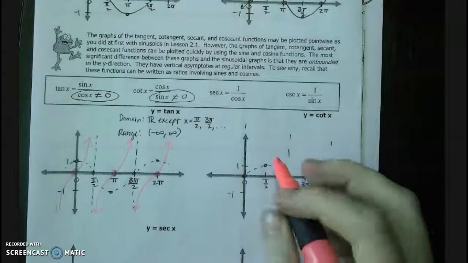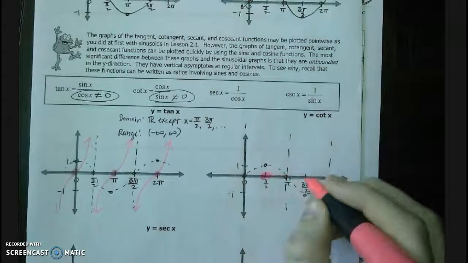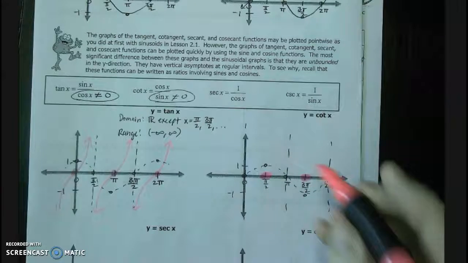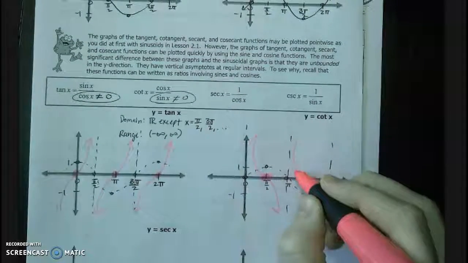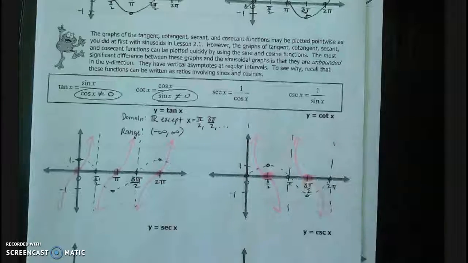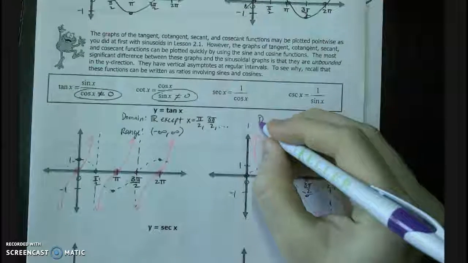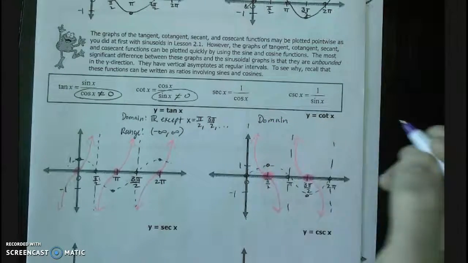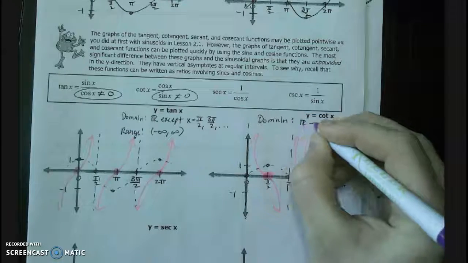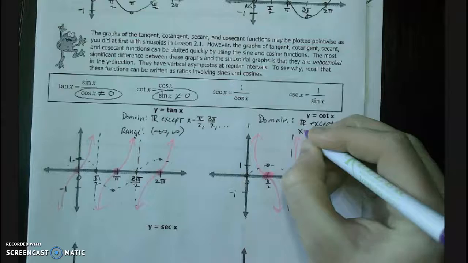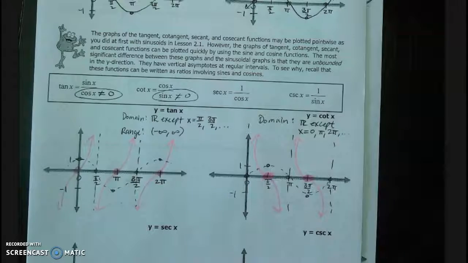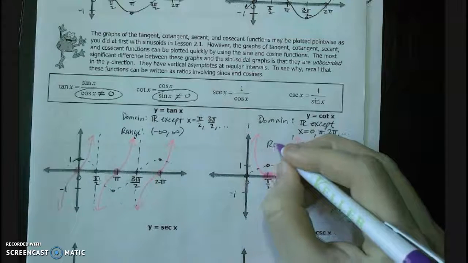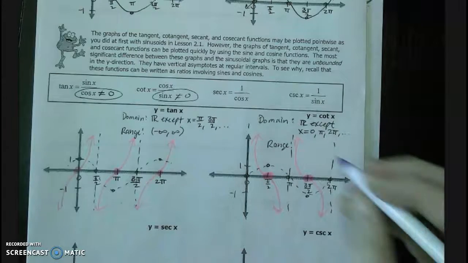So cotangent is going to cross on the sinusoidal axis at pi over 2 and at 3 pi over 2, so you can put points there. But it goes down from left to right. Cotangent goes down from left to right. So that is your cotangent graph. Your domain is all real numbers, except when x is an asymptote, which is 0, pi, 2 pi. And your range is -infinity to infinity.